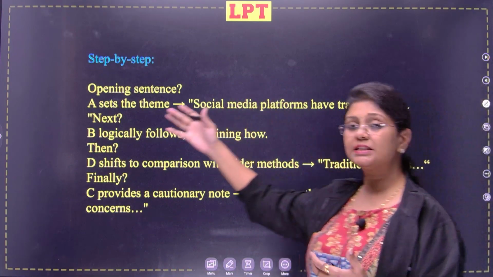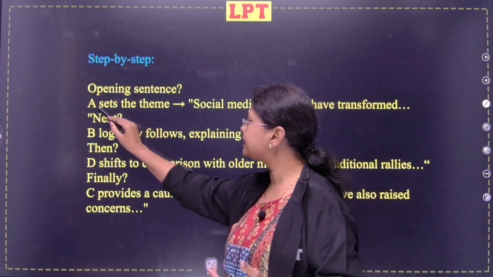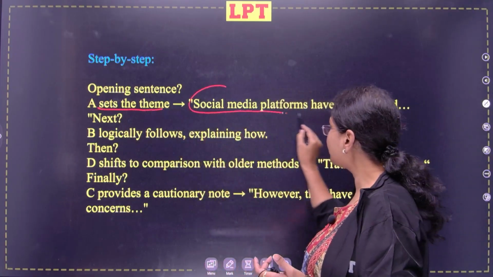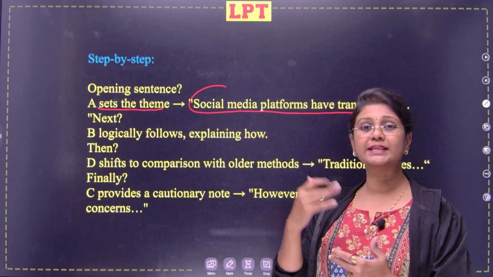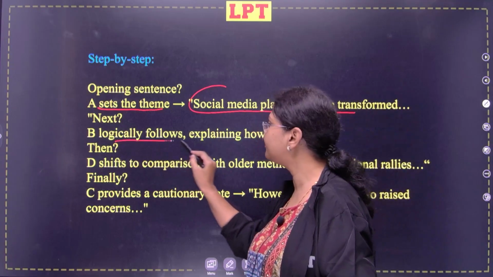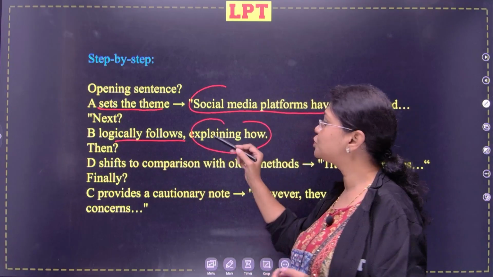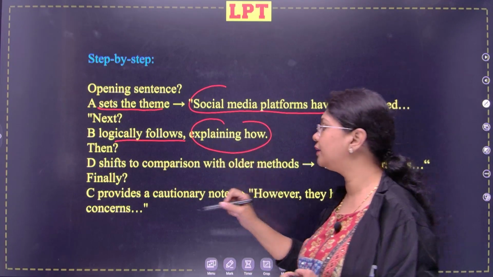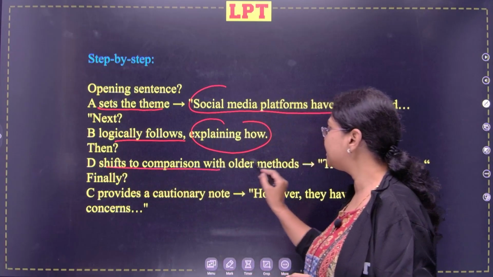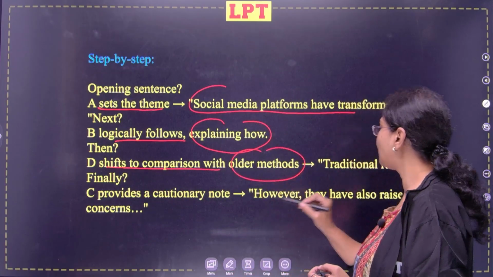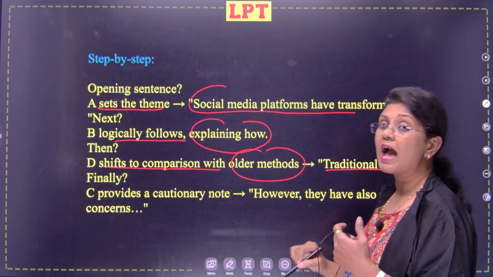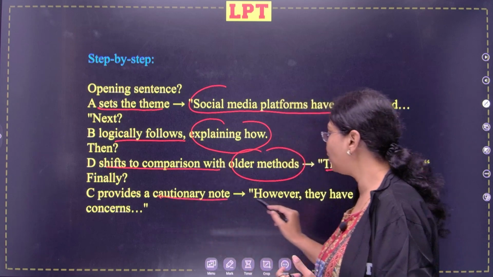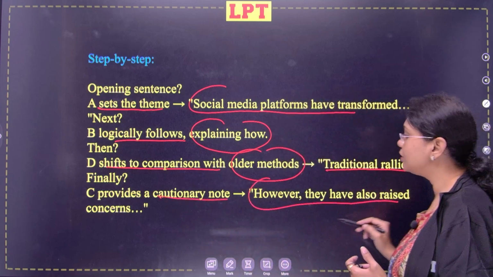Now, as in the question that we solved here, A sets the theme: social media platforms have transformed. So what exactly is the next one? It logically flows by explaining how. So you have A and B coming together. D shifts the comparison with older methods, where we were talking about traditional rallies, and C becomes the cautionary note, which is, "however, they have also raised concern."